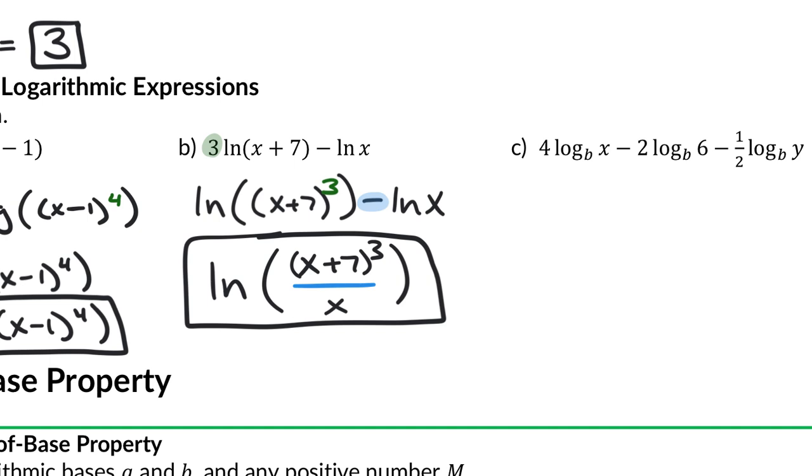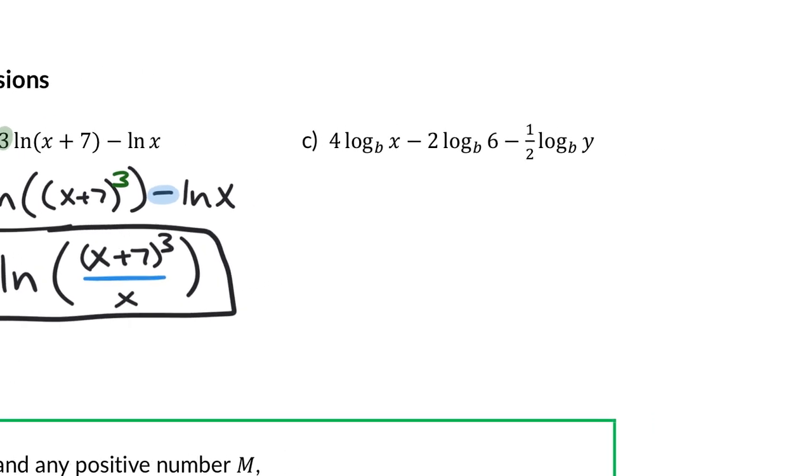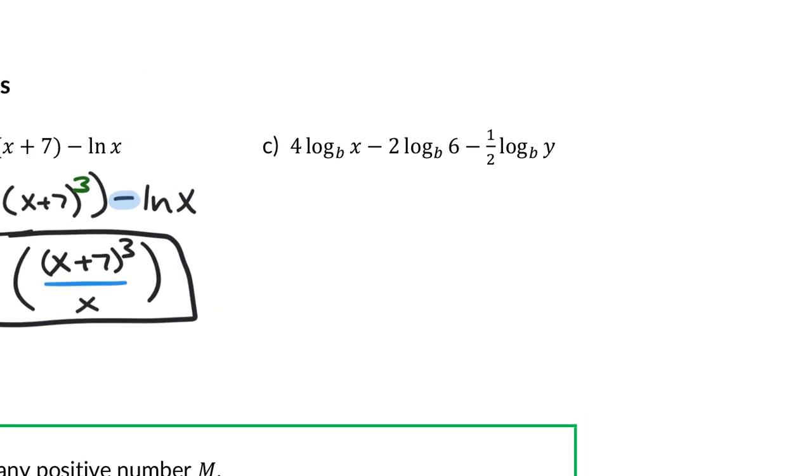So these rules can be worked backwards and forwards. Divide becomes subtract, so subtracting is dividing when you're expanding or condensing. Then we have this last one, kind of complicated. What should we tackle first? You got all these numbers in front of these logarithms. Let's take care of those first. So we move all of those to be exponents.